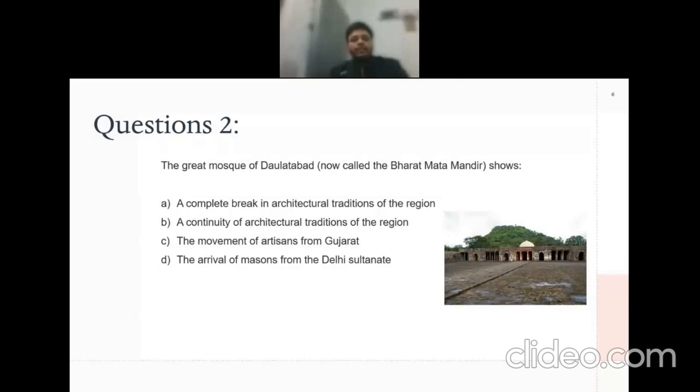Okay, so the question is: the Great Mosque of Daulatabad shows a complete break in architectural traditions of the region, or a continuity of the architectural tradition of the region, or C, the movement of artisans from Gujarat, or D, the arrival of masons from Delhi Sultanate. So the answer is continuity of architectural tradition of the region.